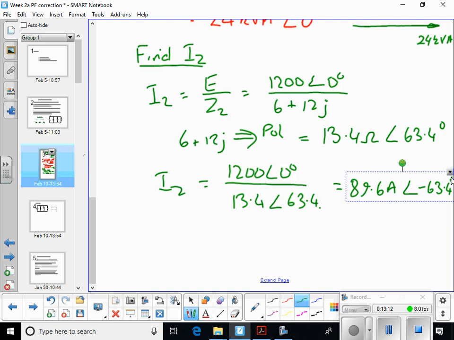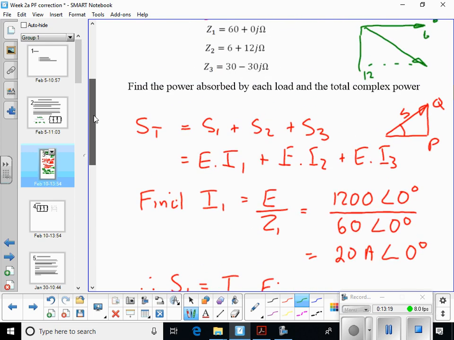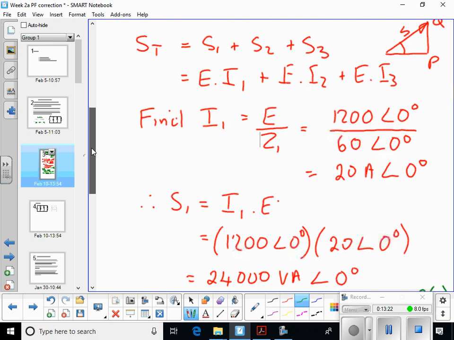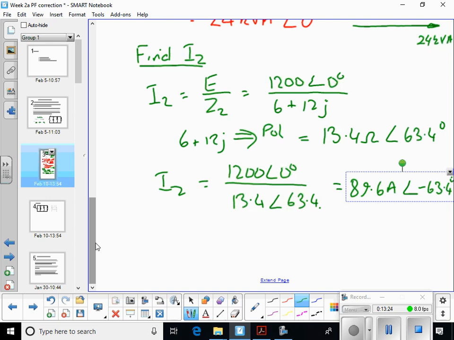Does that work with CIVIL? It's an inductive load, that particular one, isn't it? Z2. And current is lagging, so it does work.